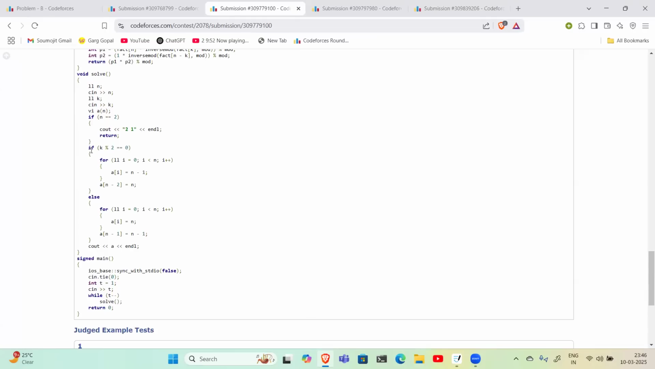Apart from that, the idea is simple. If k is even, then I mark everyone at n minus 1, and the second last one marks at n. And if k is odd, then I mark everyone at n, and the second last one marks at n minus 1. And finally, I print the array A. So I hope it's clear.